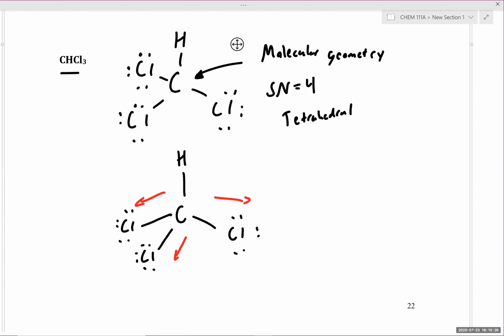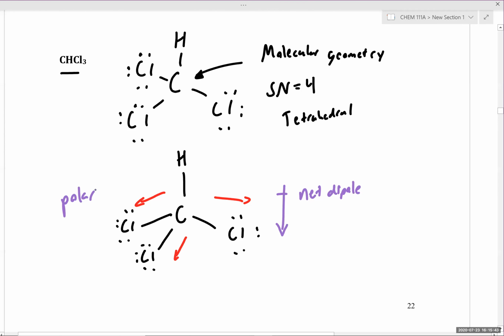They're all pointing down, exactly. So our net dipole is likely pointing down towards the region of our molecule with all of our chlorines, the region with all of our electronegative atoms. So this molecule is clearly polar. Does this example make sense to everyone?